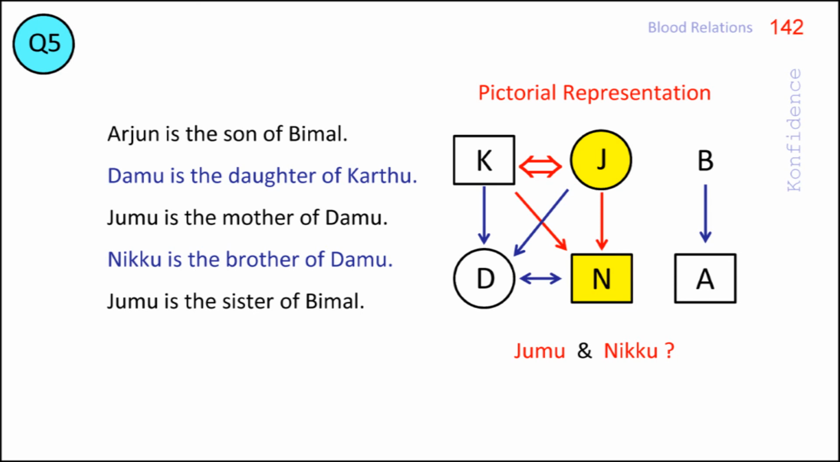It is given that Niku is the brother of Damu. So Niku is a male. Since Niku and Damu are siblings, Kartu should be the father and Jumu the mother of Niku. These deduced relationships are shown in red lines in the diagram for your understanding.